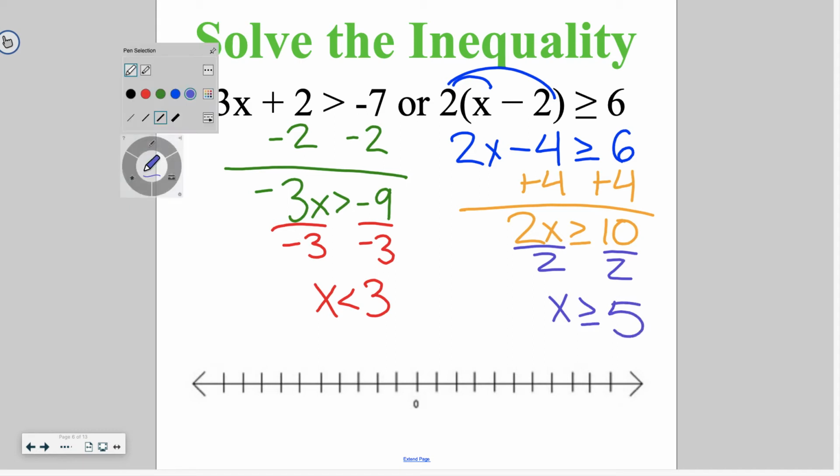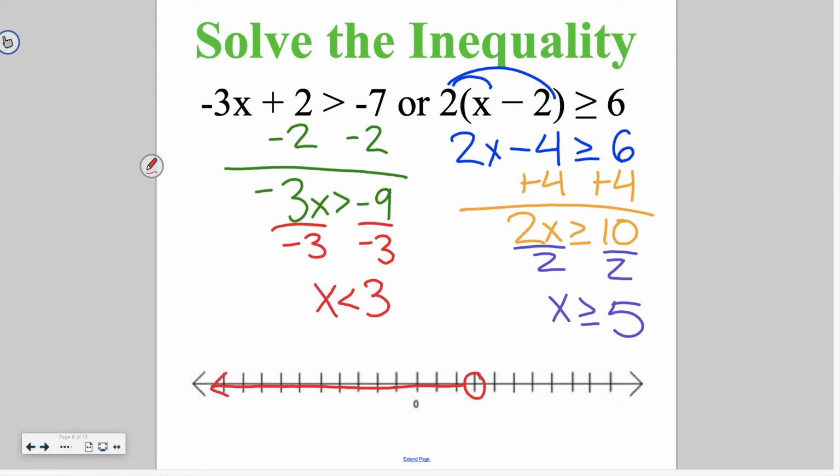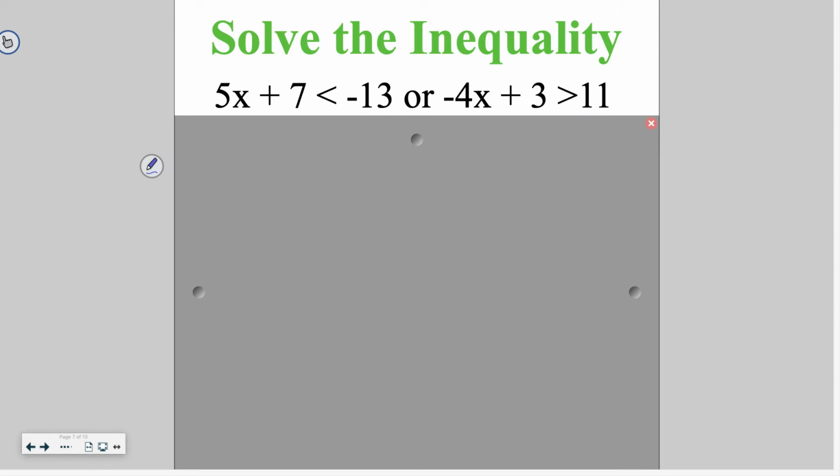So when I come back to graph this first one, we've got x is less than 3. So we go over to 3, put our open circle, and then everything less than that is going to the left. For the second one, we've got x is greater than or equal to 5, so we come over to 5, put our closed circle, and then everything to the right of that. So that is our solution to this particular union compound inequality. Go ahead and try this one on your own.